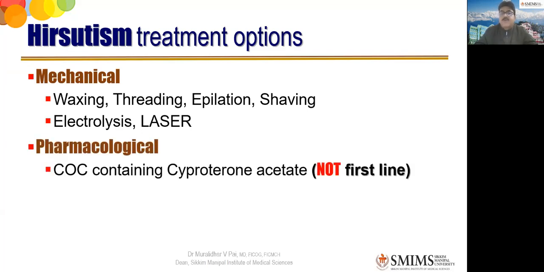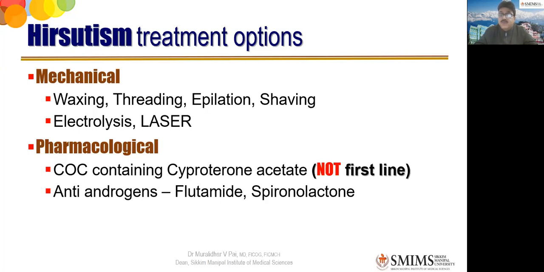What is the use of pharmacological agents then? COC containing cyproterone acetate, of course, that's not first line. Antiandrogens, flutamide. Deepak Goenka did the study on flutamide. We used 150 milligrams of flutamide for 6 months. But the problem is, these pharmacological agents will not remove the hair. They will slow down the growth of the next batch of hair, and they will make the terminal hair into soft hair so that it becomes easier to remove. And when you stop the drug after 6 months, they will come back with vengeance.